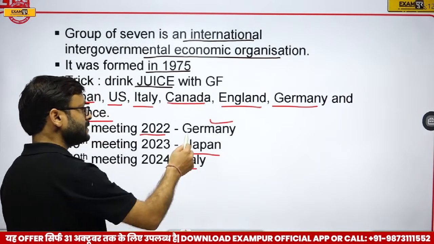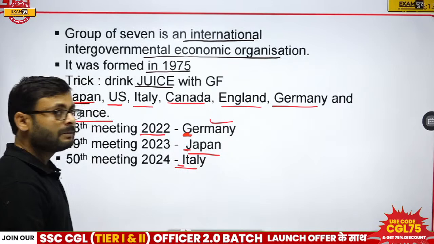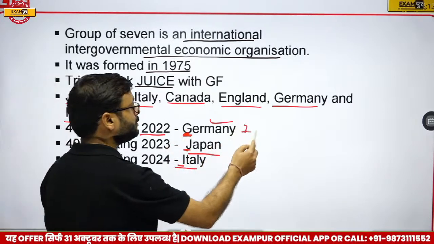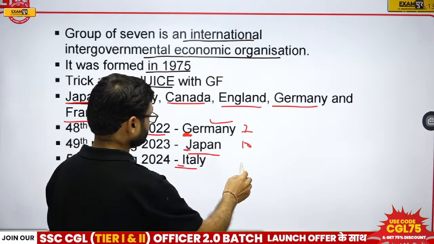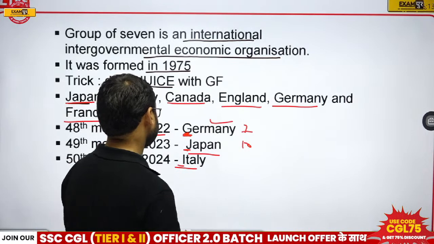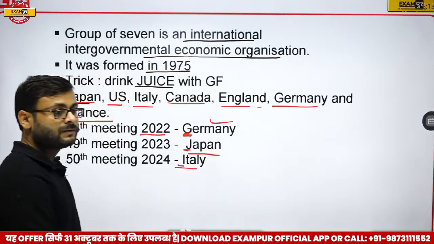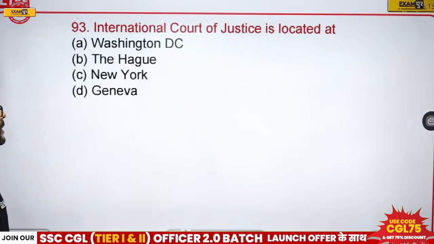So what is the sequence? Germany, Japan, Italy. You can try to remember it with the alphabetical series, but this will not work. Now come to the next question from here.